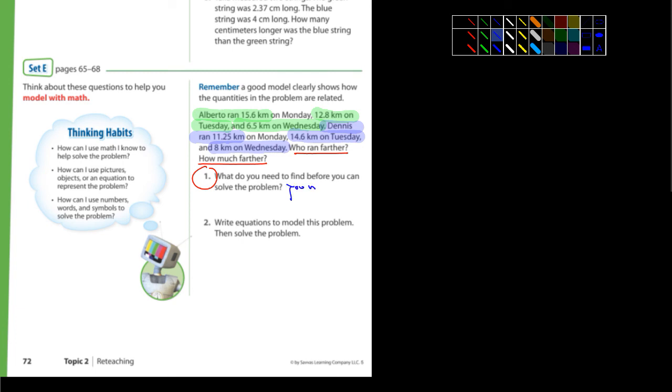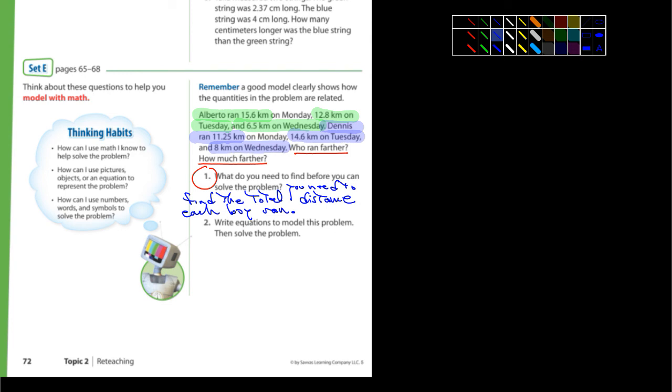You need to find the total distance each boy ran. It's kind of a no-brainer. You can't find out who ran further unless you know how far each one of them ran.